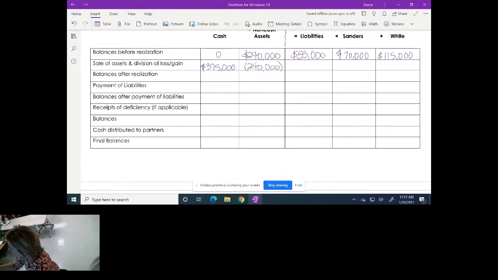Now, if we combine these two numbers, what are we going to get? If you take sales price minus cost, what does it give you? It's going to tell us the amount of the gain or loss, right?